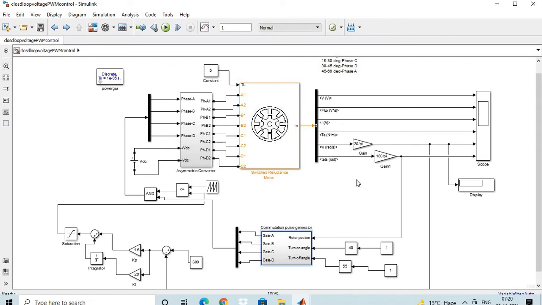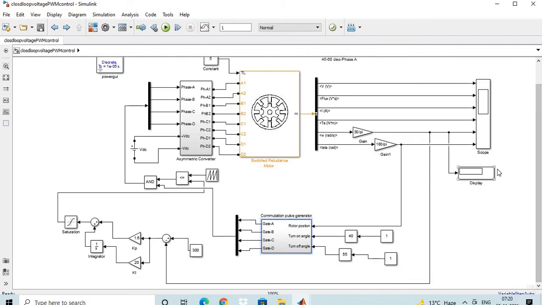Then for closed loop control, the rotor position is considered in the commutation pulse generator. So feedback from the rotor position is given to the commutation pulse generator, so that according to the position of the rotor, the pulse will be given. Then for monitoring the speed of the motor, we have connected a display to measure the actual speed of the motor. Now for making the closed loop control, we are using the speed controller.